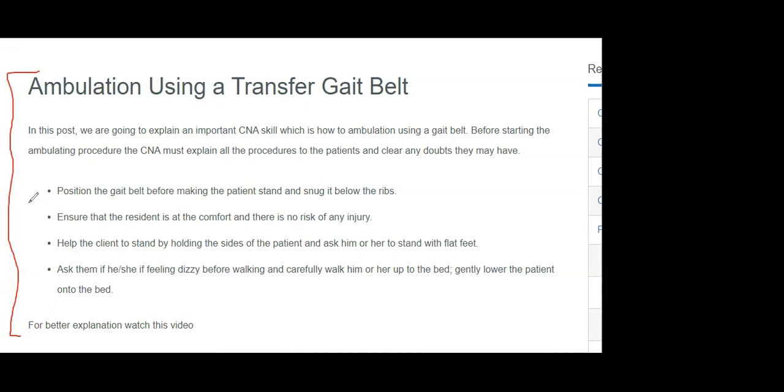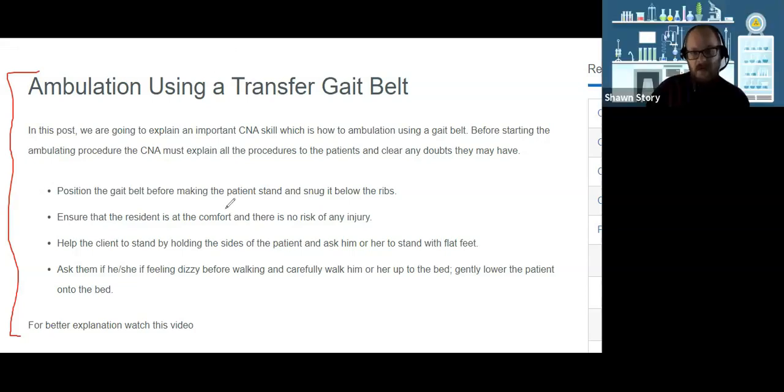Position the gait belt before making the patient stand and snug it below the ribs. Ensure that the resident is comfortable and there is no risk of any injury. Help the client to stand by holding the sides of the patient and ask him or her to stand with flat feet. Ask them if she is feeling dizzy before walking and carefully walking him or her up to the bed, gently lower the patient onto the bed.